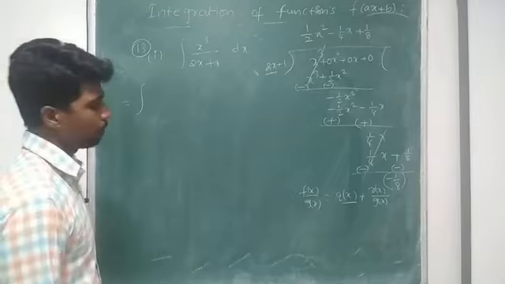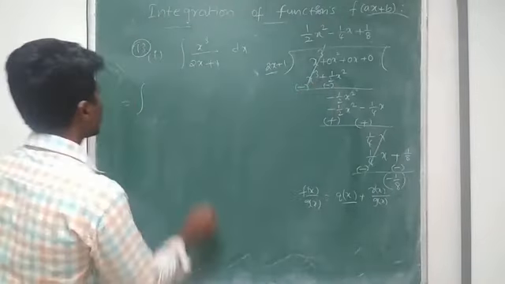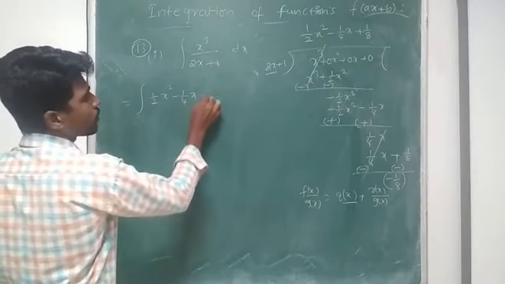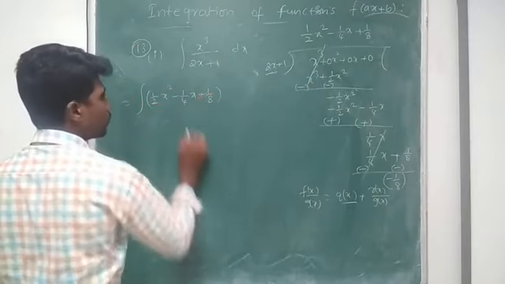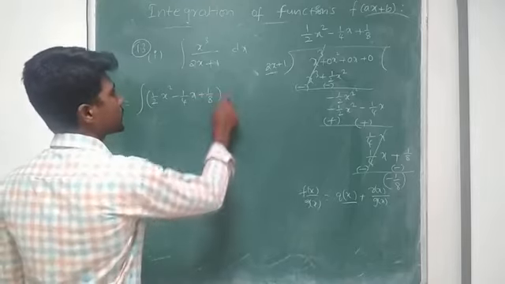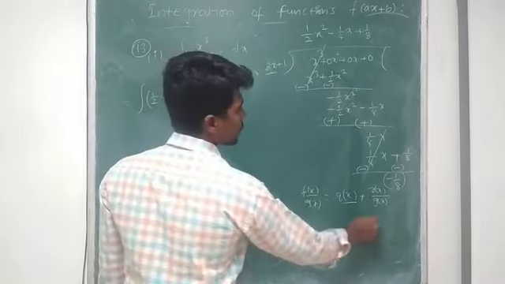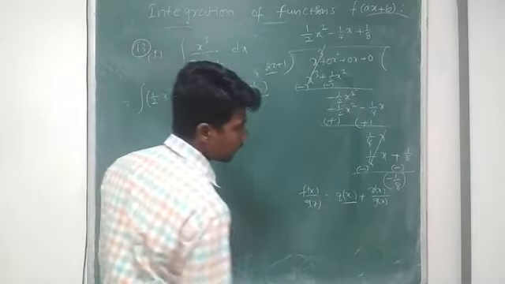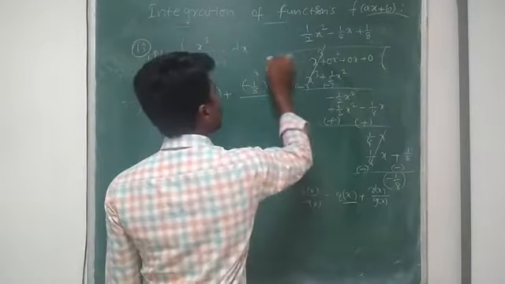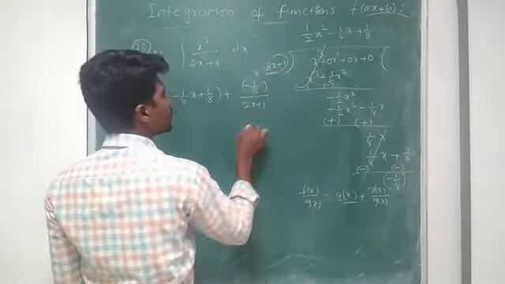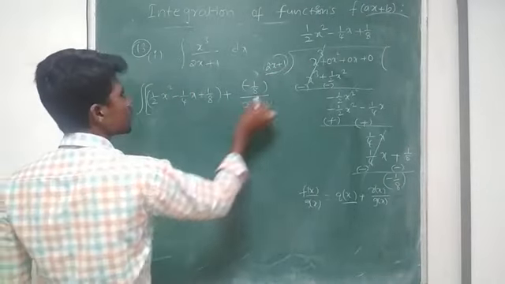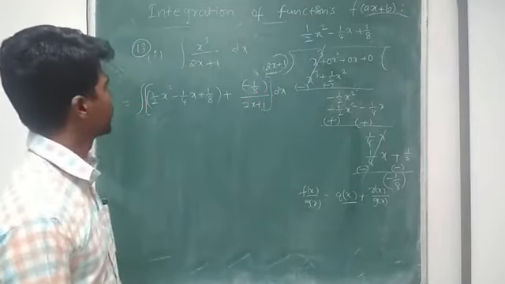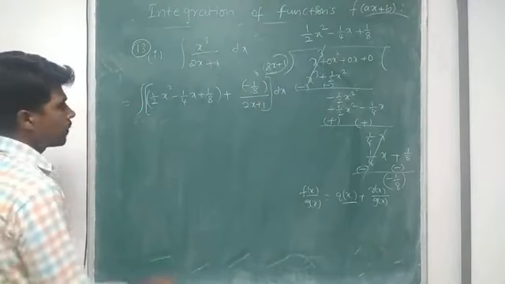We get the integral of q of x. What is q of x? 1 by 2 x square minus 1 by 4 x plus 1 by 8, plus r of x. What is the remainder? Minus 1 by 8 by g of x. What is the divisor? 2x plus 1, into dx. Now you can split it very easily.